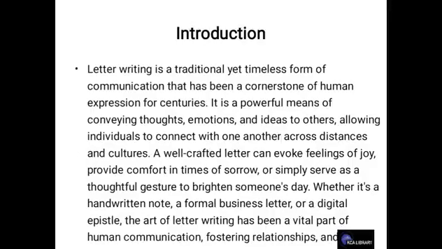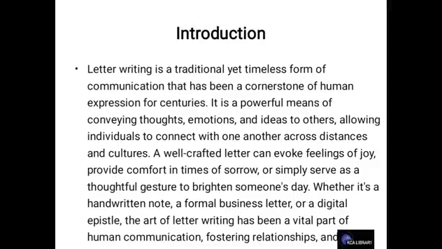So, letter writing is a traditional yet timeless form of communication that has been a cornerstone of human expression for centuries. It is a powerful means of conveying thoughts, emotions, and ideas to others, allowing individuals to connect with one another across distances and cultures. We should know that letter writing didn't just start yesterday or last year. It has been in existence for a very long time.